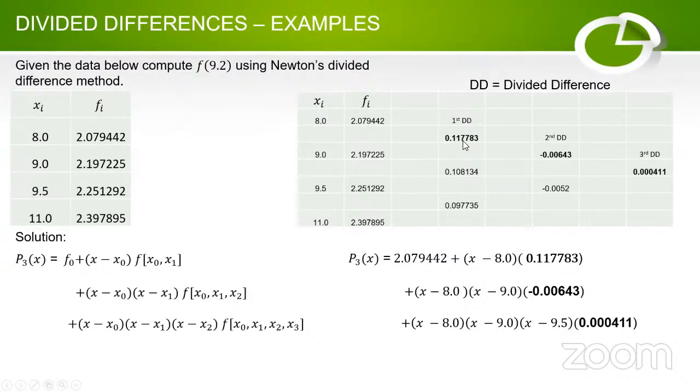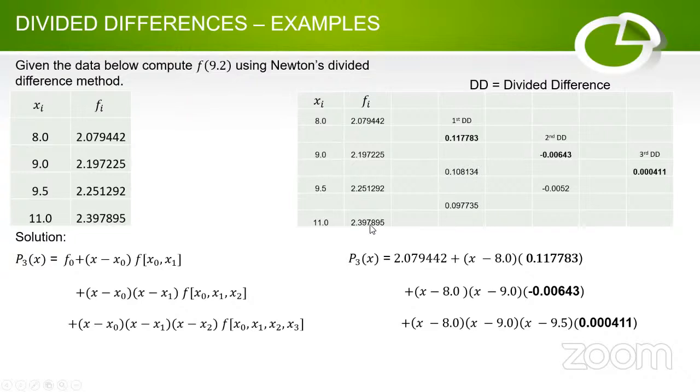So the first divided difference, like we have said, is just the difference between f1 minus f0. So 2.1927225 minus 2.079442, divided by 9 minus 8. If we press it, we are going to have this. The same thing we do here: 2.251292 minus 2.1927225, and then 9.5 minus 9.0. So we will get this figure.